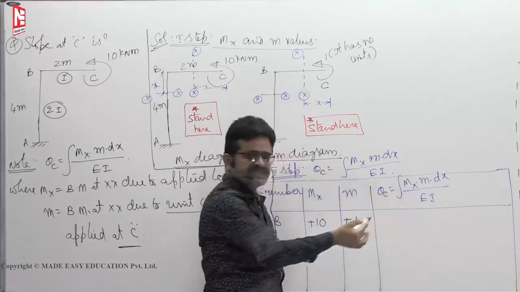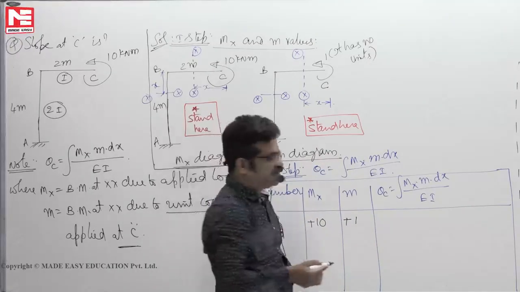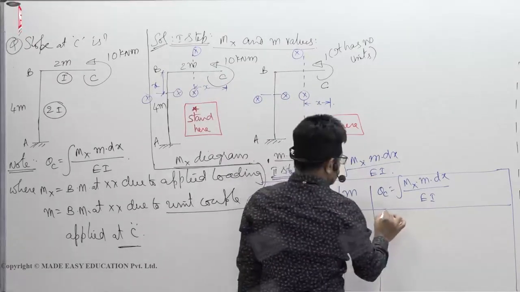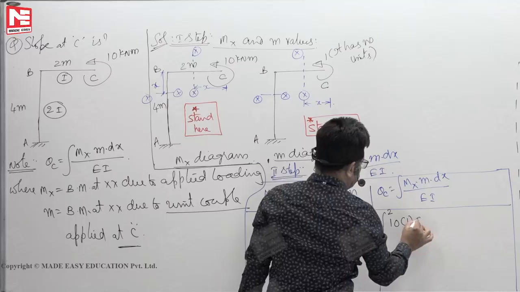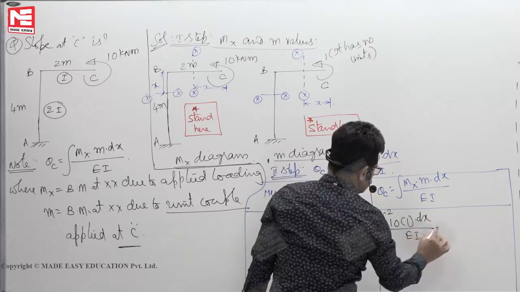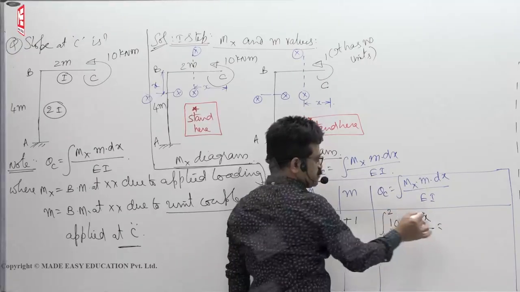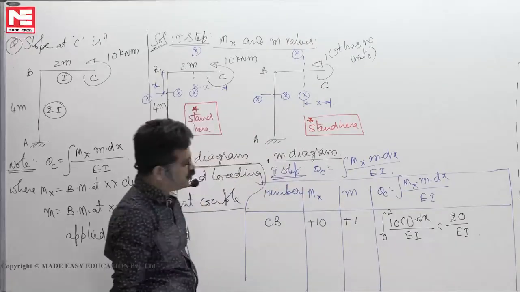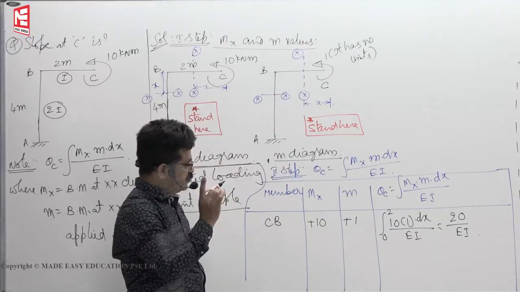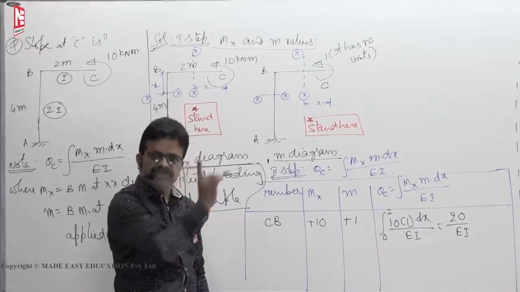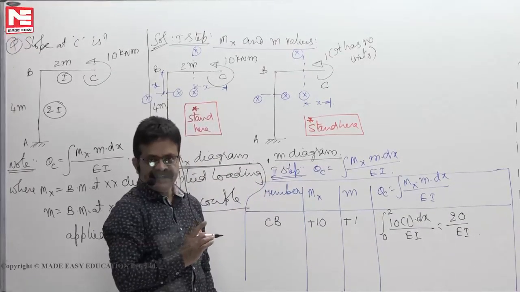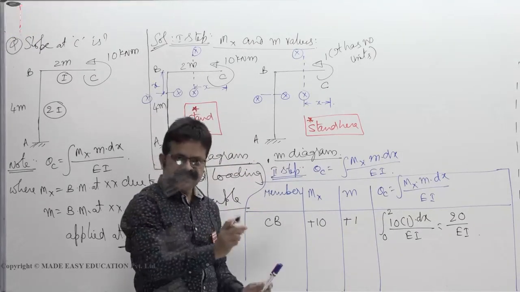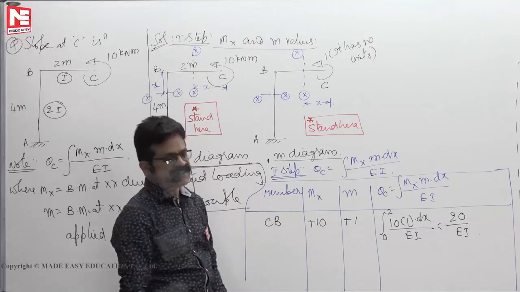Generally in the exam the integration will be such that by inspection you can write the values. So integral of 0 to, what are the limits for CB member? 0 to 2 mx into m into dx by EI. So 10 into dx means 10 into x, x means 2. So 20 by EI. This 20 by EI is the contribution of the member CB to the rotation at C. Similarly, what is the contribution of AB member to the rotation at C? Individual contributions, if you add them, you will get the total rotation at C.